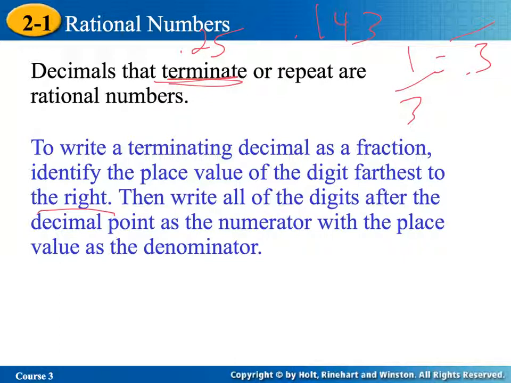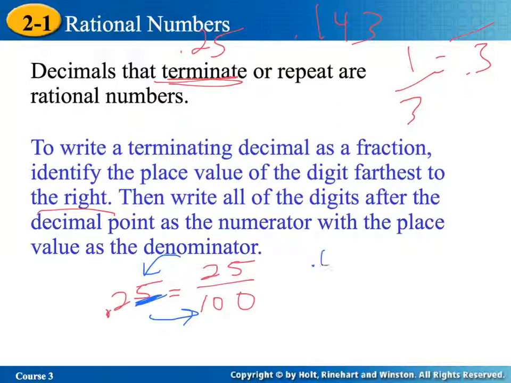What in the world does that mean? Well, if I look at, let's say, 0.25, I can write it as a fraction. You go 25 over 100. The reason why I do that is because that 5 is in the hundredths place, and that's why it goes underneath. Because that 5 is in the hundredths place, it goes over 100.